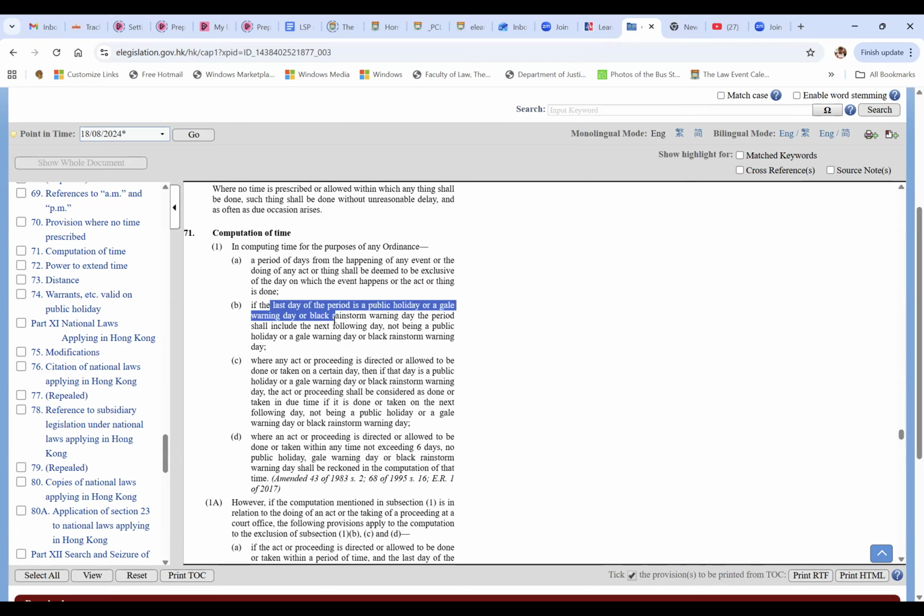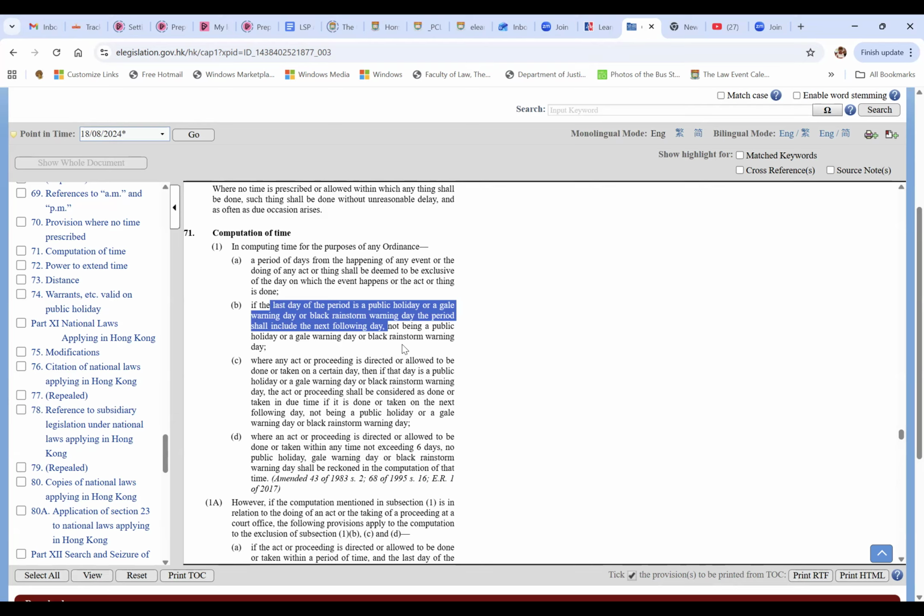If the last day is a public holiday or a black rainstorm warning, the period shall include the following day. And this is why you need the calendar. Because if your 28-day period or your 14-day period under the MO ends on a public holiday, it's Christmas Day or December 26th, what we call Boxing Day. If it's a public holiday, you roll over to the next day, okay? And that's why you need the calendar to remind you what the public holidays are, okay?